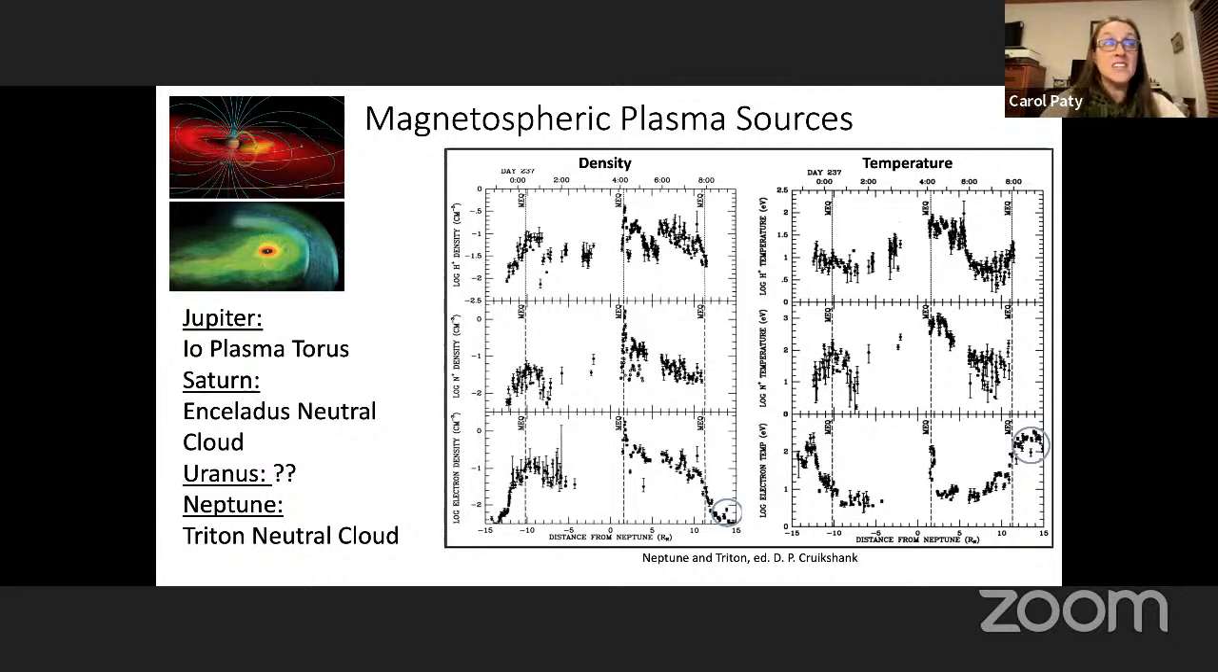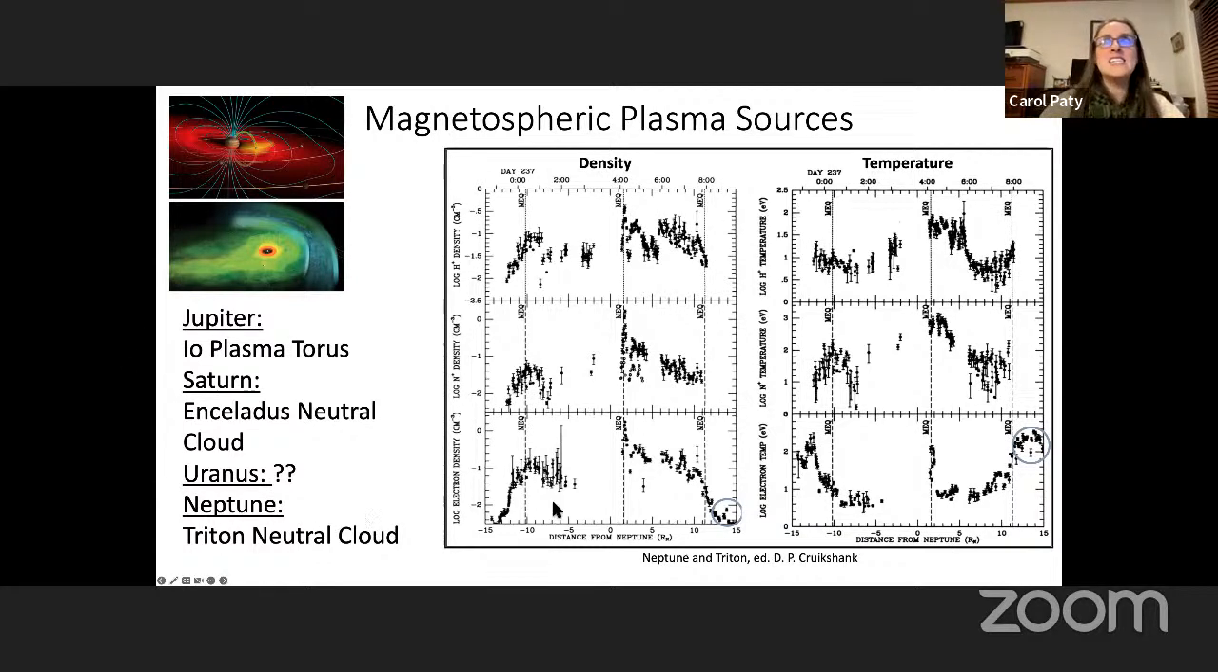In terms of Uranus and Neptune, at Uranus we didn't really see anything. If anything, we saw the best case example of a vacuum magnetosphere we've ever detected. There's nothing in there, it appears, at least for most of it. But I'll get back to that.